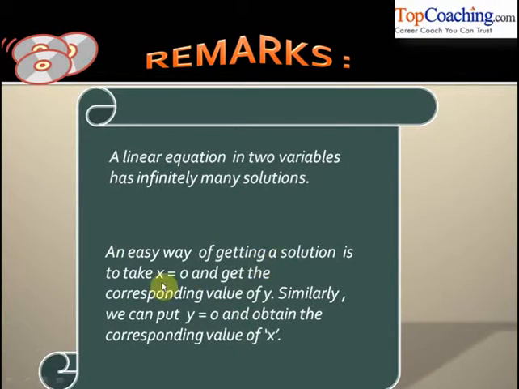Now, an easy way of getting a solution is to take x equal to 0 and get the corresponding value of y. Similarly, we can put y equal to 0 and obtain the corresponding value of x. So if you are asked to find two solutions of a linear equation, then the best way is to first put x equal to 0 and get the corresponding value of y. So 0 comma that corresponding value of y would be a solution of the equation. Similarly, for the second solution, you can put y equal to 0 and get the corresponding value of x. So the corresponding value of x together with 0 is a solution of the required linear equation. This is a very simple method of getting solutions to a linear equation. A linear equation in two variables has infinitely many such solutions, and this is a method to get two easy solutions of a particular equation.